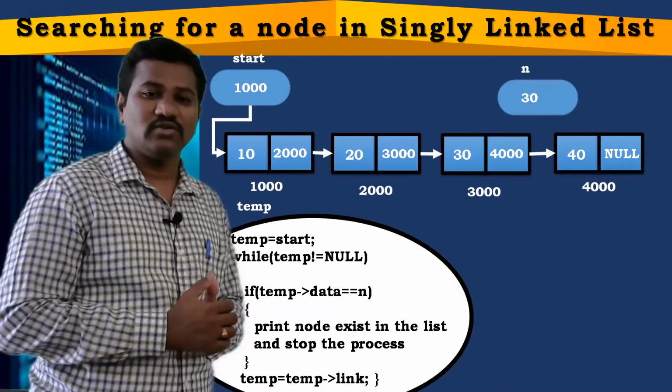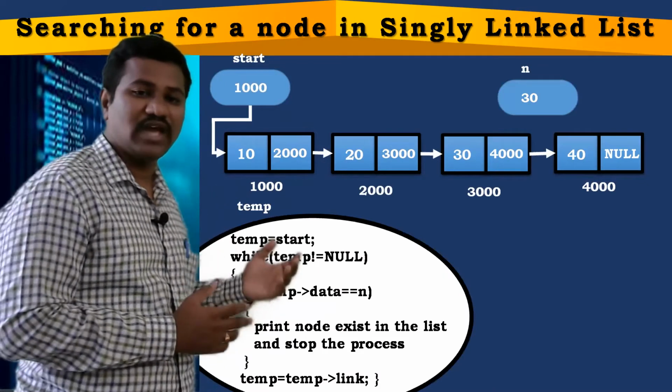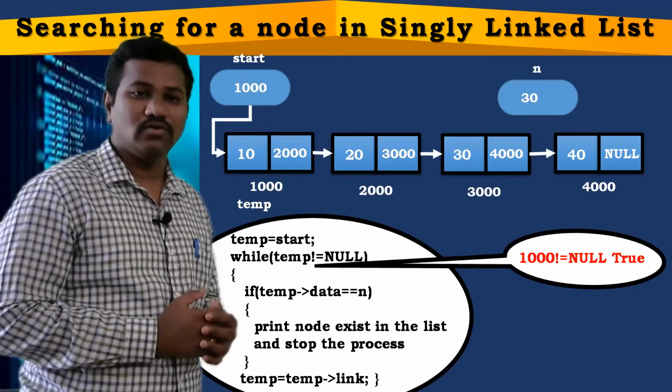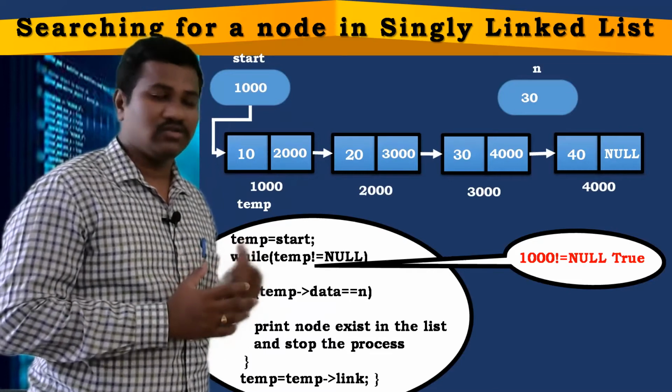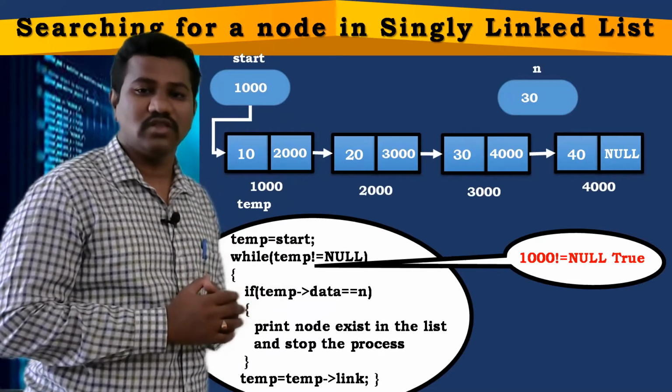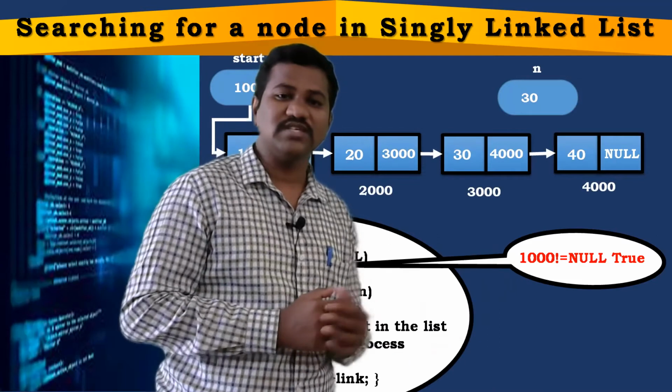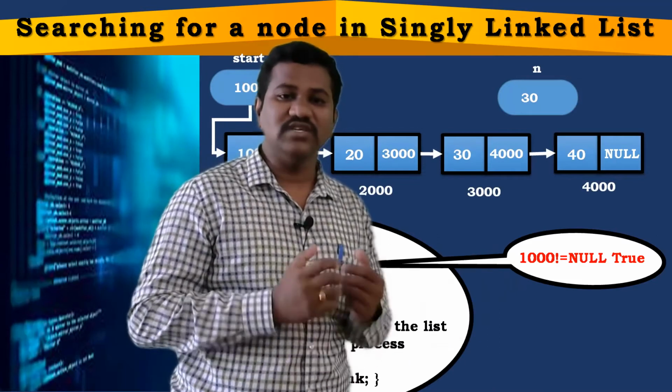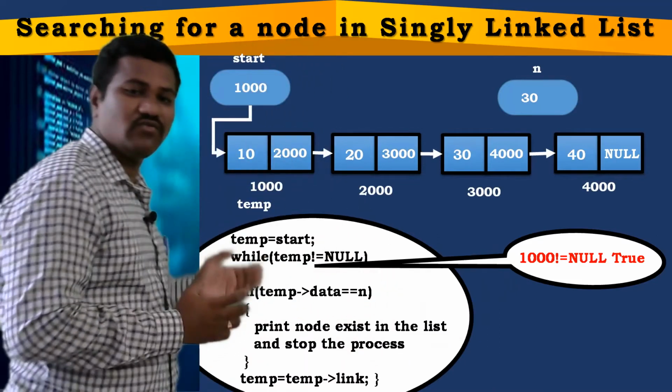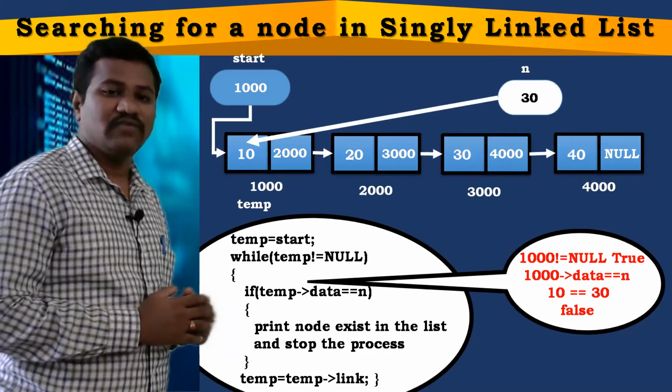After that, we need to enter into the while, and in this while we have a condition that temp is not equal to null. The temp is pointing to the first node, so the first node address is 1000. 1000 not equal to null means the condition is going to be true. If this condition is true, it enters into the while. Inside this while loop, we have one if statement.